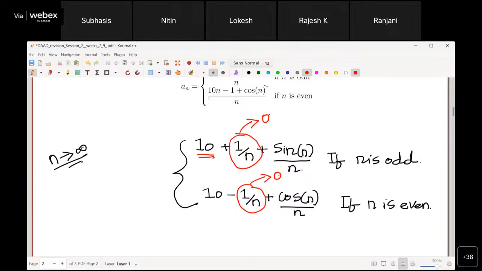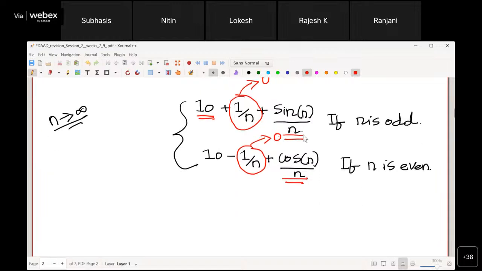So the only problematic part is this one, right? sin n and cos n. So we just need to find where both these things are going when n is going towards plus infinity. One thing you have to notice is that the sine function, sin x, is always less than or equal to 1, right? Cos x is also less than or equal to 1, right?